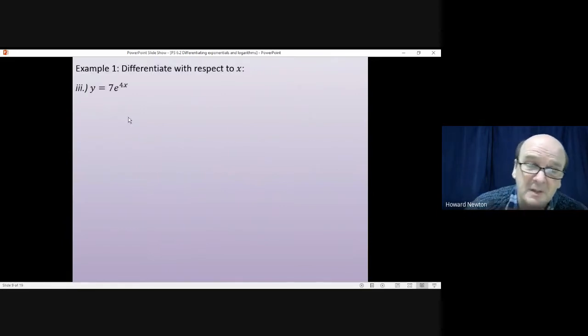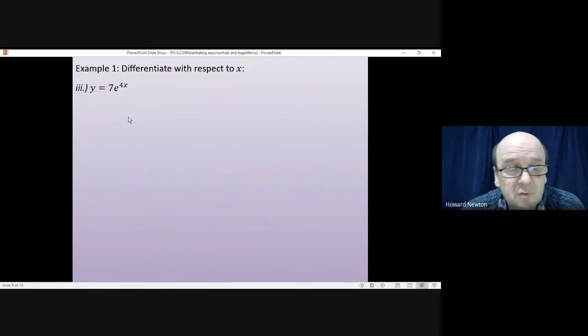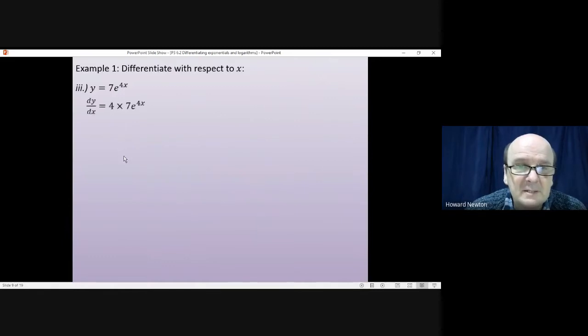Question 3, with a constant on the front, you're effectively using the product rule here. So I'm writing down the 7 and differentiating the e to the 4x. And when I do that, I get 7e to the 4x times 4. And 4 sevens gives me 28 e to the power of 4x.